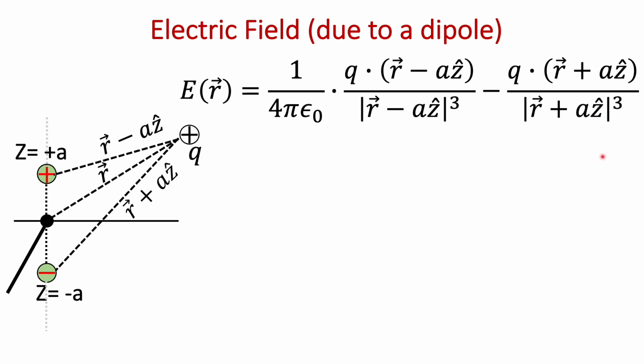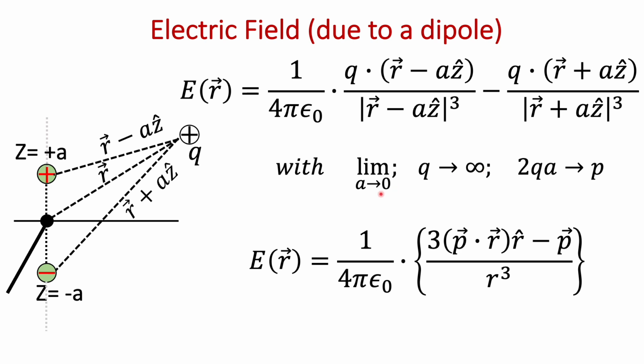Now we have to do a little bit of simplification just by expanding these terms, and then we use the condition that a is very small. A is so small that a is almost tending to 0. That's why these positive and negative charges are so close, and q is very large compared to the distance, and we also assume that 2qa is equal to p. Then the electric field at distance r is 1 upon 4 pi epsilon 0 times 3 times p dot r in the r hat direction minus p, divided by r cube.